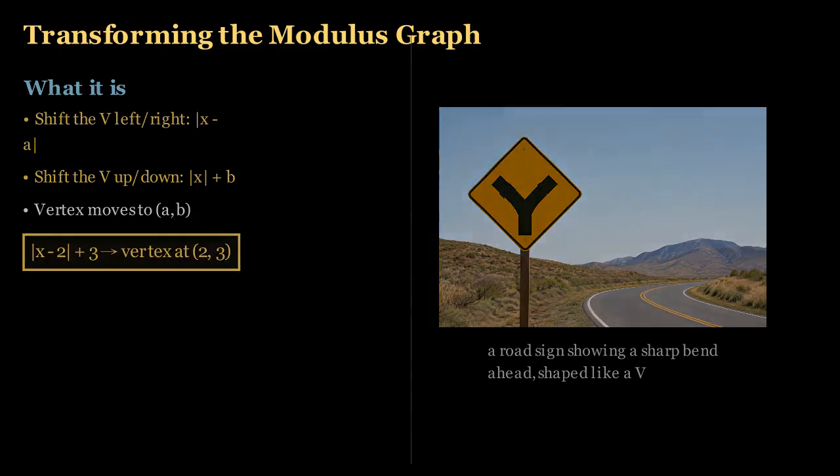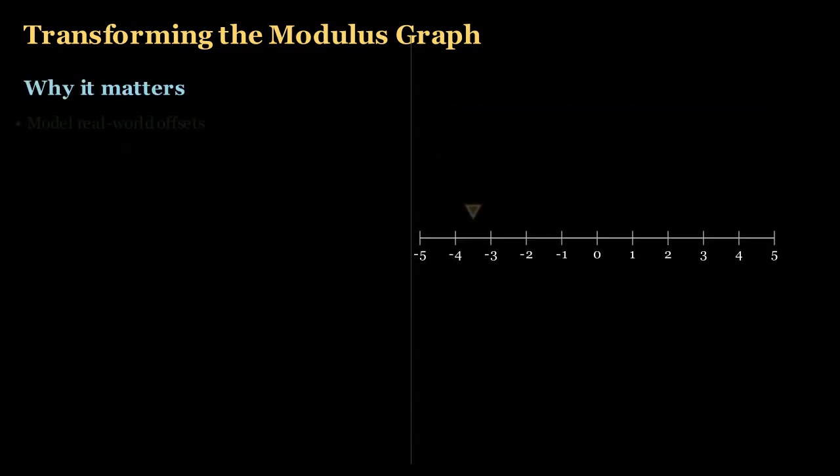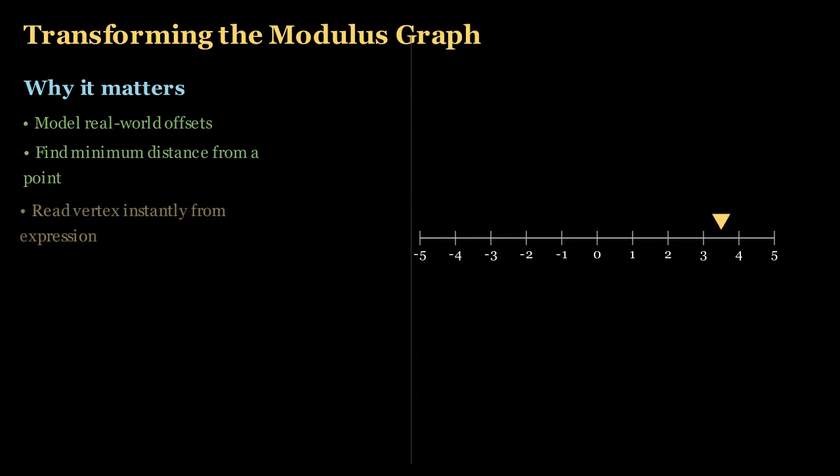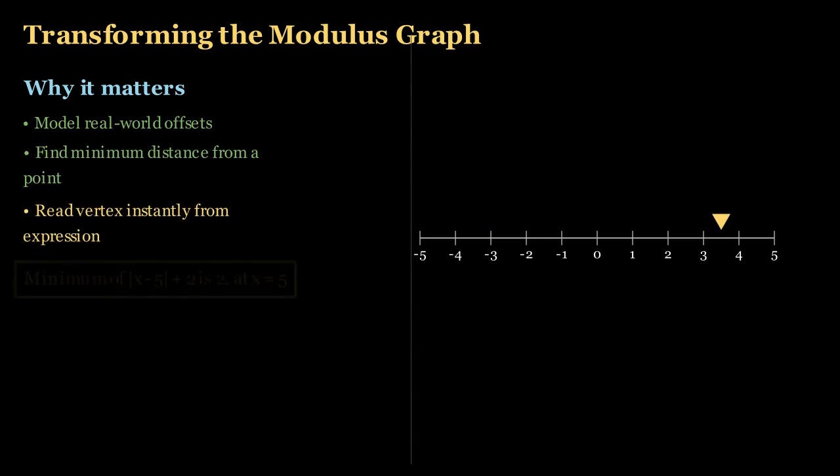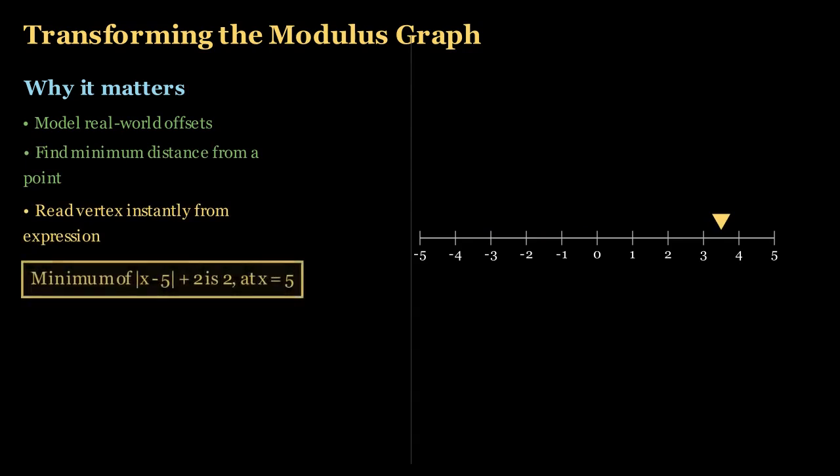Imagine you're standing at a point on a straight road and you want to know your distance to a specific landmark, like a tree that isn't at the 0 mark. The expression |x - a| gives exactly that distance for any position x. The graph of this distance is a V whose vertex sits right at the landmark. So by shifting the V, we can model distance from any starting point. In calculus problems, you'll often need to find the minimum value of an expression involving absolute values, and that minimum is simply the y-coordinate of the vertex. Being able to read the vertex directly from the equation saves you from having to plot points every time.